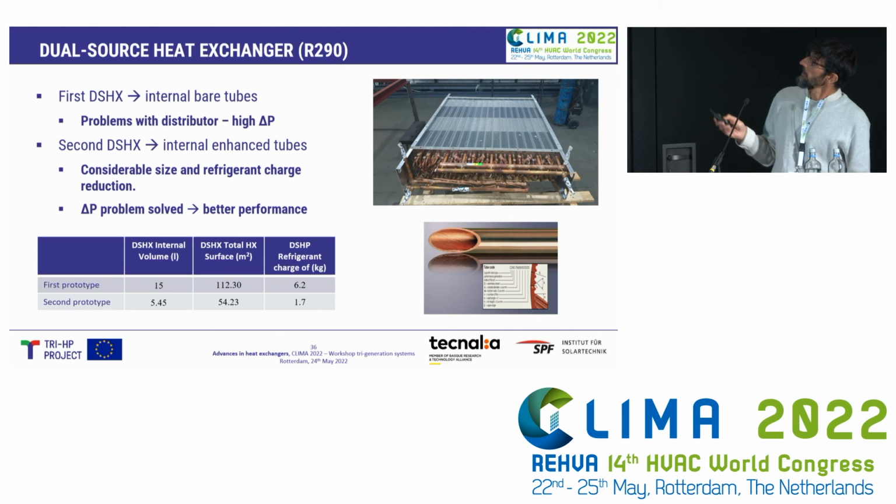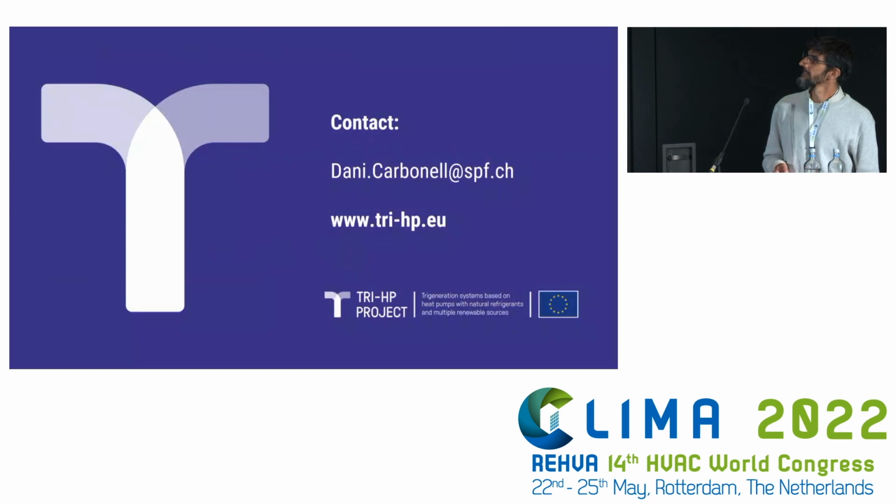So Tecnalia developed this. This is one of the prototypes, and they developed two kinds of prototypes with quite an improvement from the first to the second. The second one has these corrugated things inside the tube to increase the heat transfer coefficient. And they were able, with their measures, to reduce the internal volume of the heat exchanger from 15 liters to 5.5. This reduced the surface area from 112 to 54, and of course then the refrigerant charge was reduced significantly. Thank you very much.